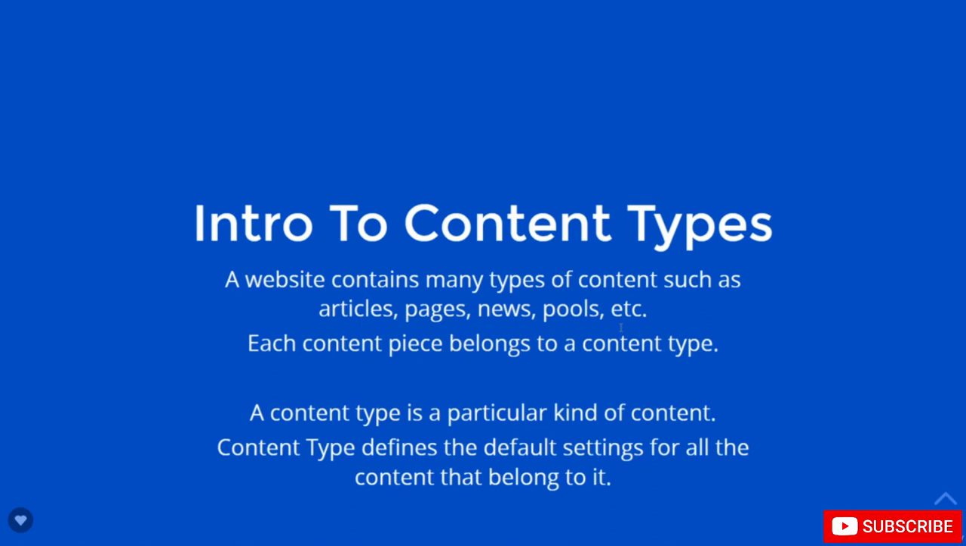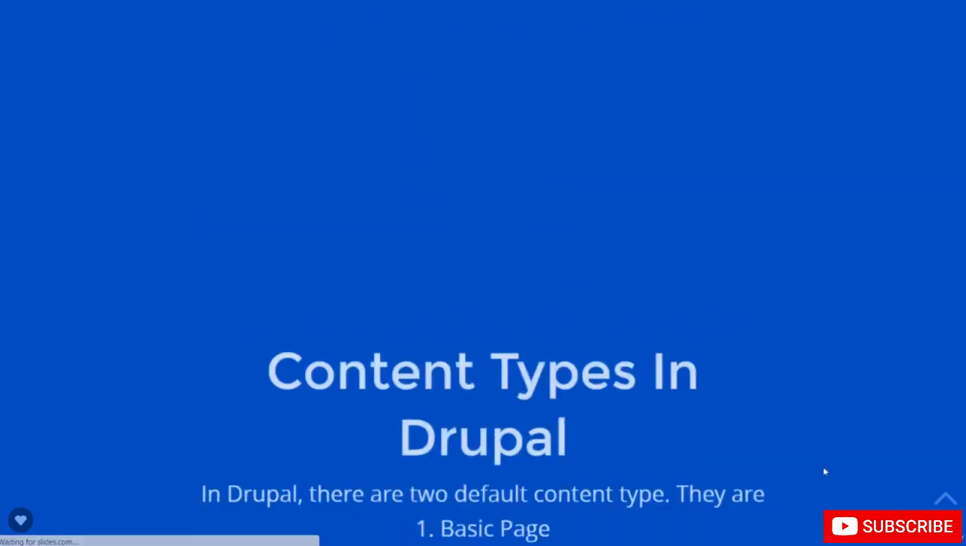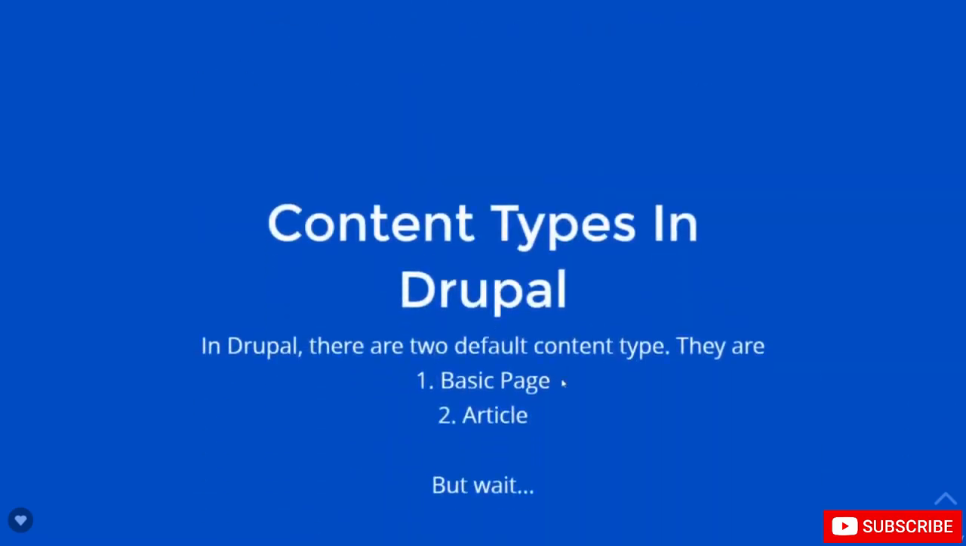So what exactly is a content type? Well, a content type is nothing but a term that is used to define a particular kind of content. And this content type will define the default settings for all the content that belongs to it. For example, in Drupal, we have two content types. The first is known as basic page, and the second is known as article. And the default settings for both of these content types are different. For example, in basic page, we don't have the option to allow comments in Drupal, whereas in articles, we are allowed to have comments. So that is the difference between these two content types in Drupal.